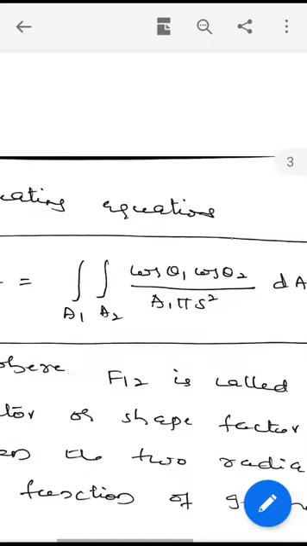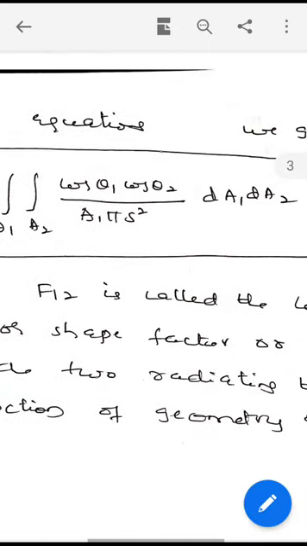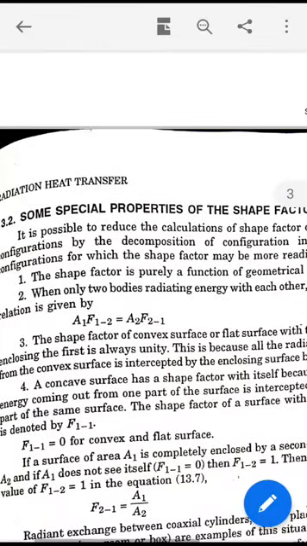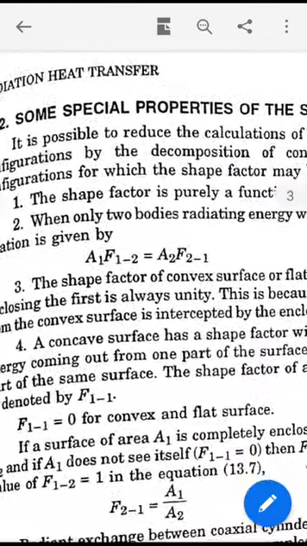Now, we got an expression for the shape factor. Now, we shall study some properties of shape factor.